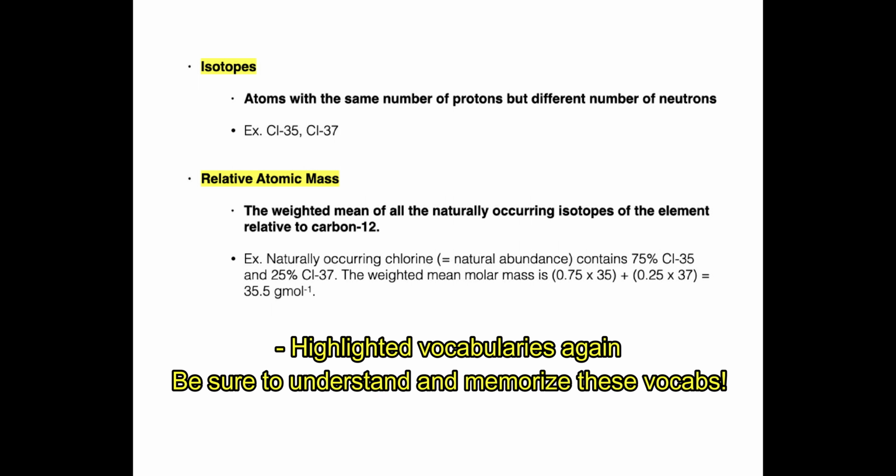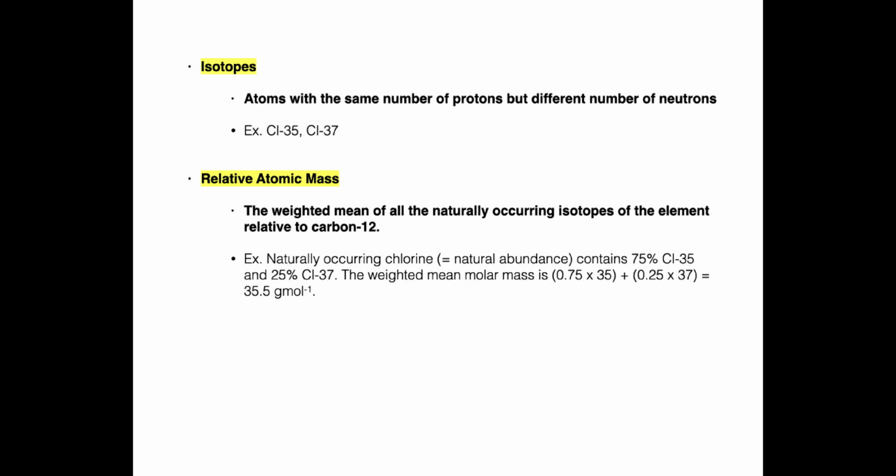Isotopes are atoms with the same number of protons but different number of neutrons. All atoms of the same element must have the same number of protons. However, they may have a different number of neutrons. Let's look at the example chlorine-35 and chlorine-37.